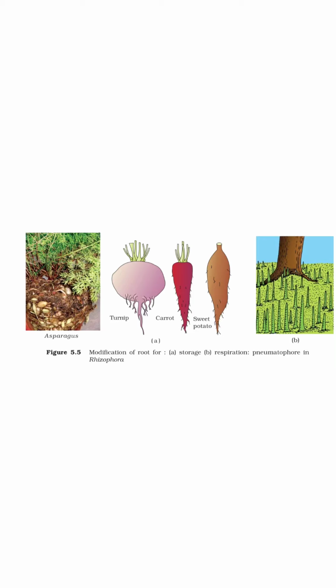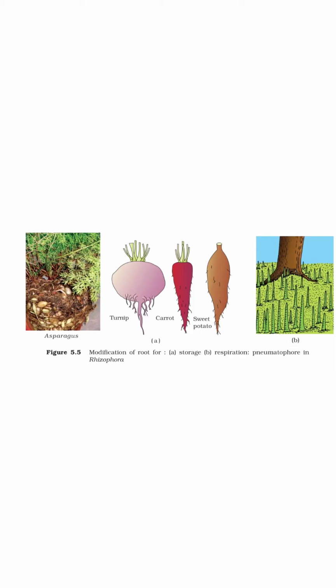Right now, again see some of the few diagrams. First is showing asparagus, another one is showing turnip, carrot, sweet potato. Turnip we also call beetroot, then carrot is gajar, sweet potato is shakarkand, and the last diagram is showing Rhizophora. Its common word is mangroves. I think you must be knowing about it. Mangroves show these types of structures which are actually coming out. They are the roots which are coming out for breathing, for taking air.